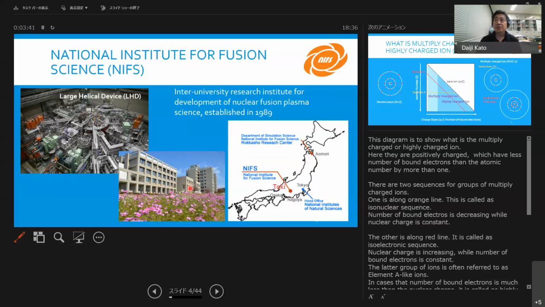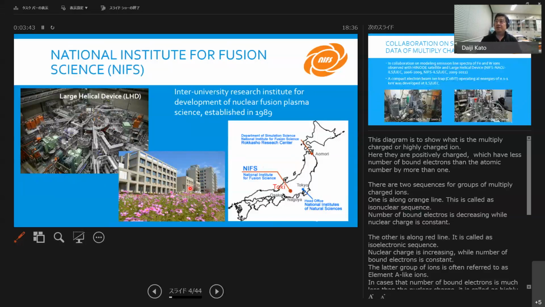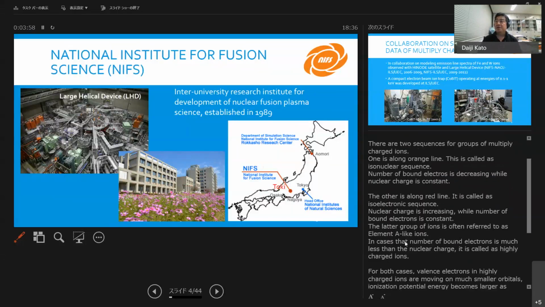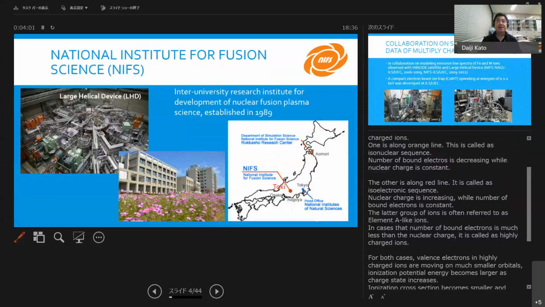The other is along the red line. This is called the isoelectronic sequence. Nuclear charge is increasing while the number of bound electrons is constant. The latter group of ions is often referred to as element-A-like ions. In cases where the number of electrons is much less than the nuclear charge, it is called highly charged ions.